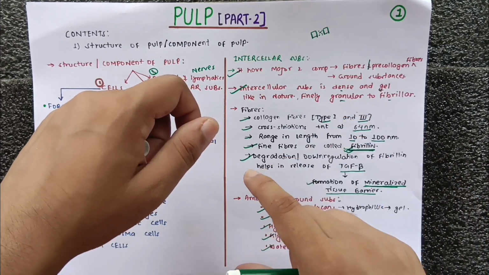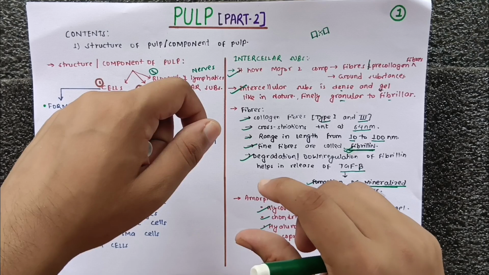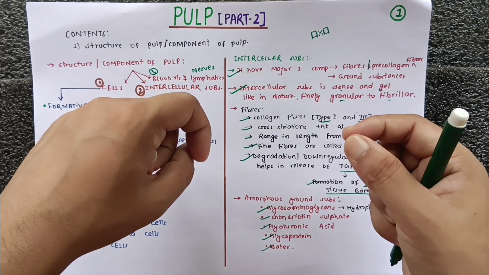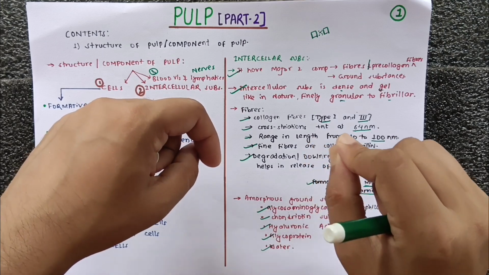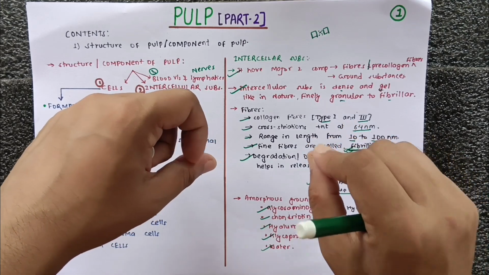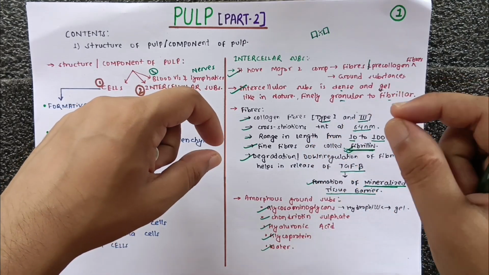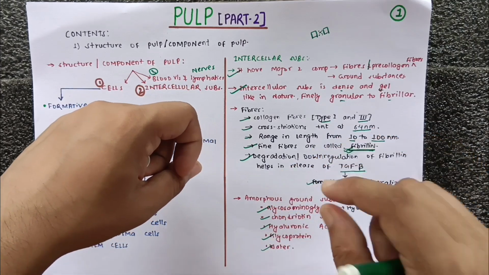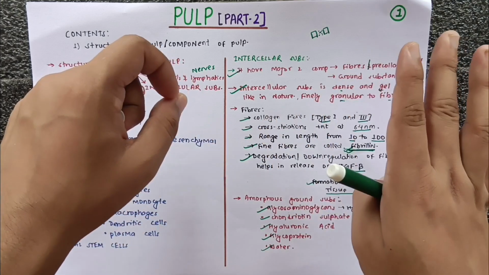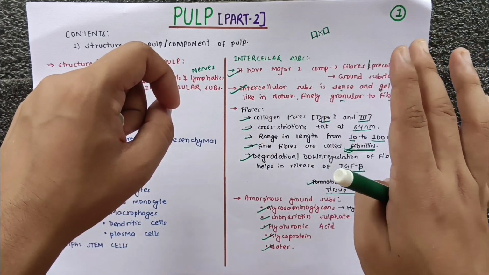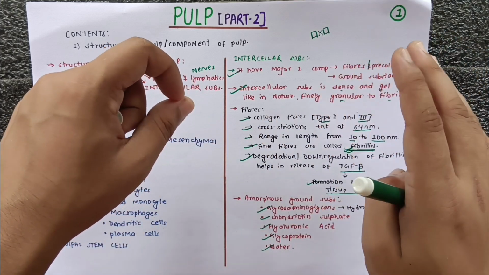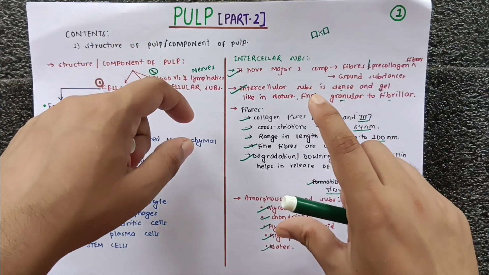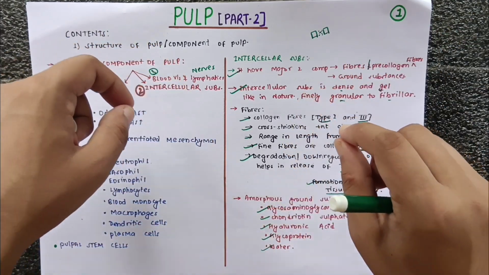100 nanometer. Similarly, the fine fibers of the pulp in these intercellular substances are called fibrillin, and with the degradation and the down regulation of the fibrillin, they release the TGF beta, and this TGF beta is responsible for the formation of the mineralized tissue barrier. Okay, and after that, in the ground substance we have different kinds of biochemical substances like glycosaminoglycans, chondroitin sulfate, hyaluronic acid, glycoprotein, and water. Okay, so you should remember all those things from these intercellular substances.